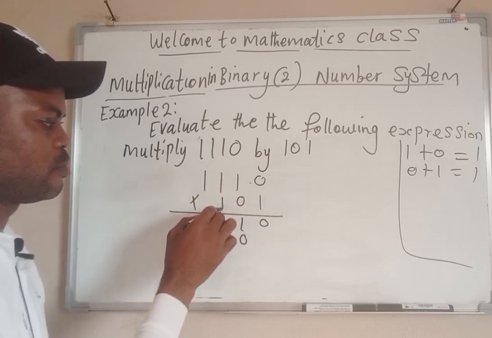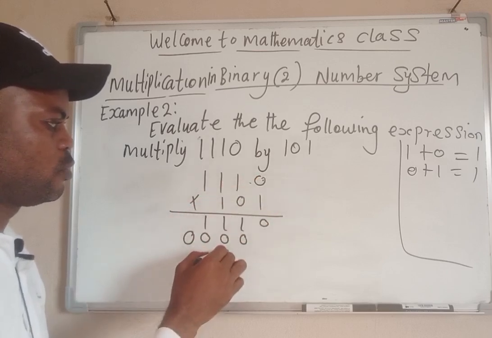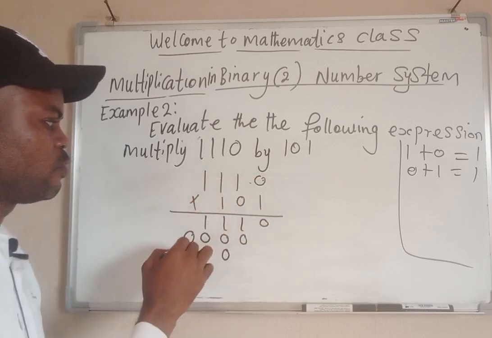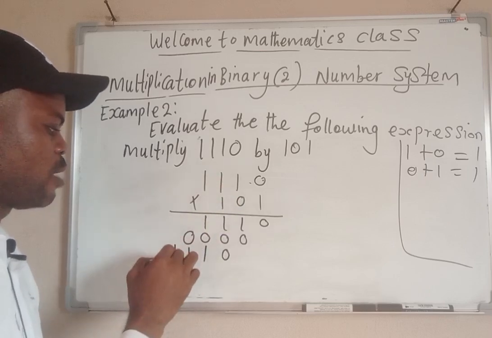The last line. 1 times 0 gives you 0. 1 times 1 gives you 1. 1 times 1 gives you 1. 1 times 1 gives you 1.